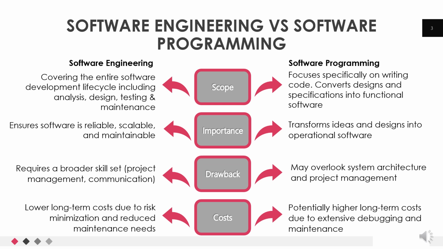Software engineering requires a broader skill set, including project management and communication, which can be challenging for some teams. Additionally, the comprehensive approach can lead to longer timelines and higher upfront costs. Conversely, programming often focuses narrowly on coding, which may overlook the entire system architecture and project management aspects and can lead to integration issues later on.